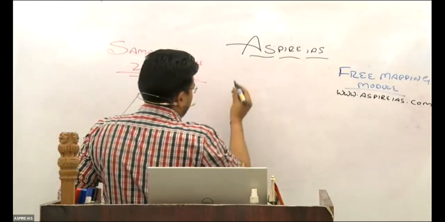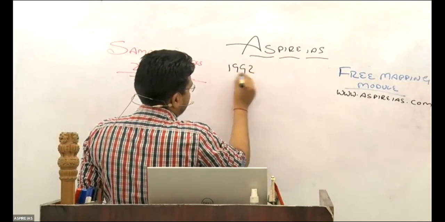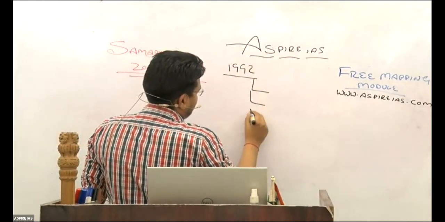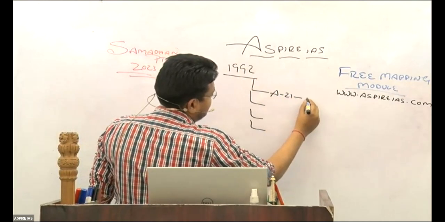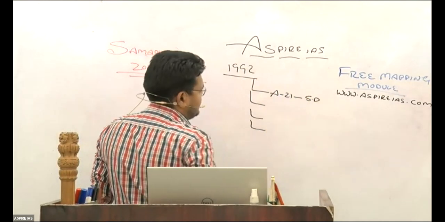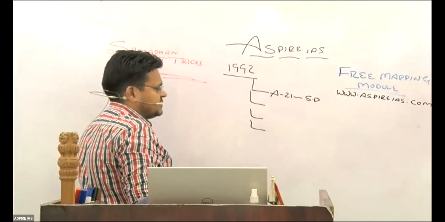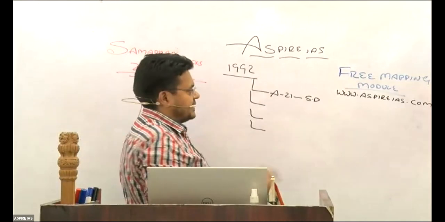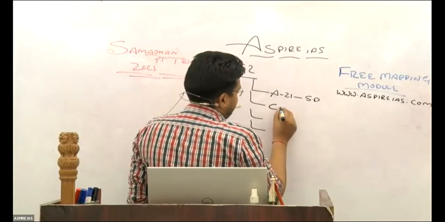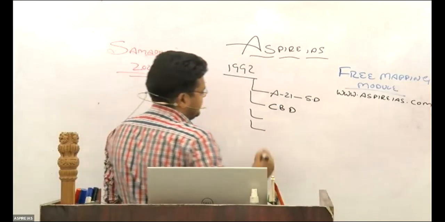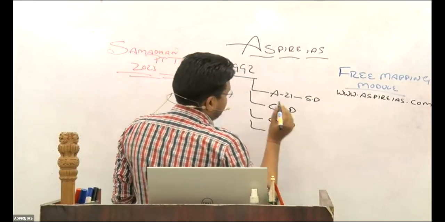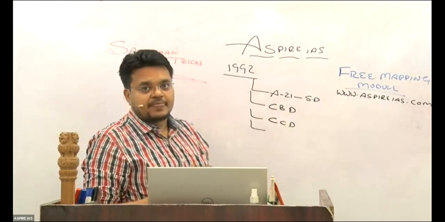If you heard, in 1992 the four conventions took place. Agenda 21, it is regarding sustainable development. After this came the Millennium Development Goals and Sustainable Development Goals. Then CBD, Convention on Biological Diversity, for conservation of diversity. Then CCD, Convention to Combat Desertification.